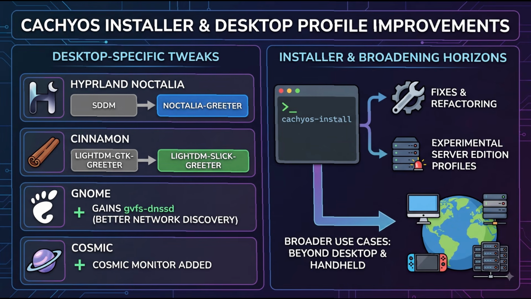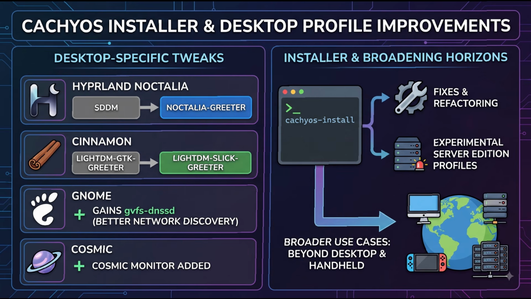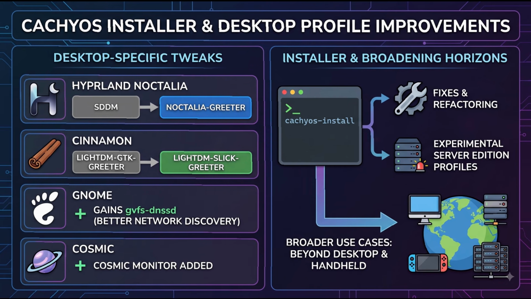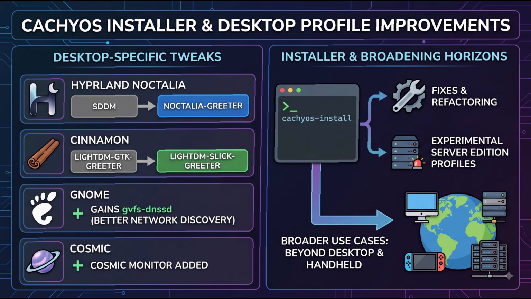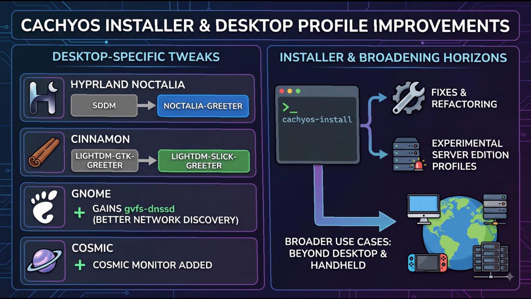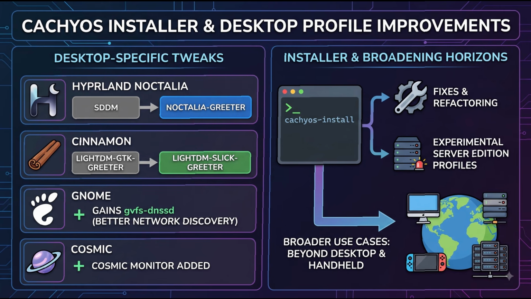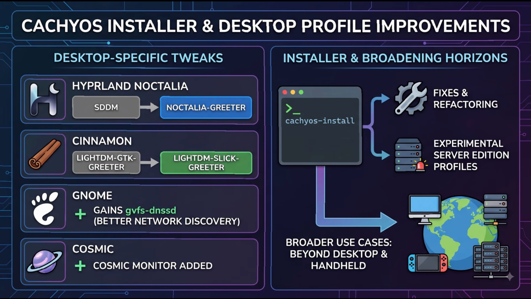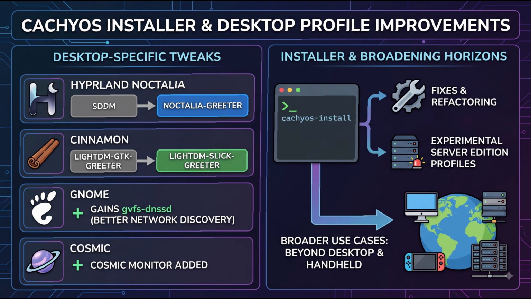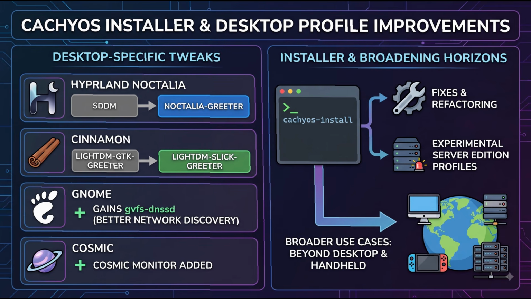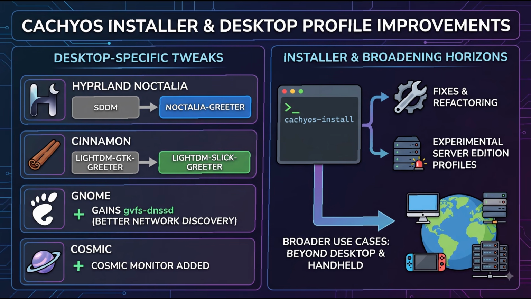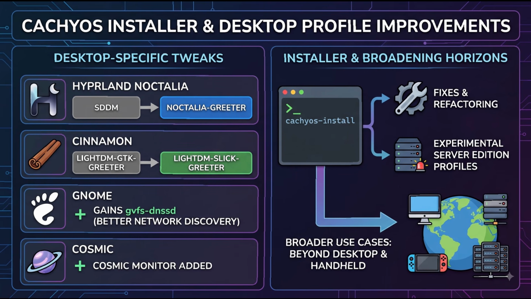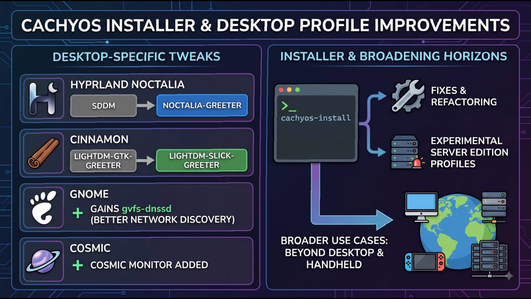So now, let's move on to the installer and desktop profile improvements. Several desktop specific tweaks landed in the installer. The CachyOS Hyprland Noctalia option now uses Noctalia Greeter instead of SDDM. Cinnamon switches to LightDM Sleek Greeter, replacing the older LightDM GTK Greeter. GNOME gains GVFS DNS-SD for better network discovery support. Cosmic gets Cosmic Monitor added.